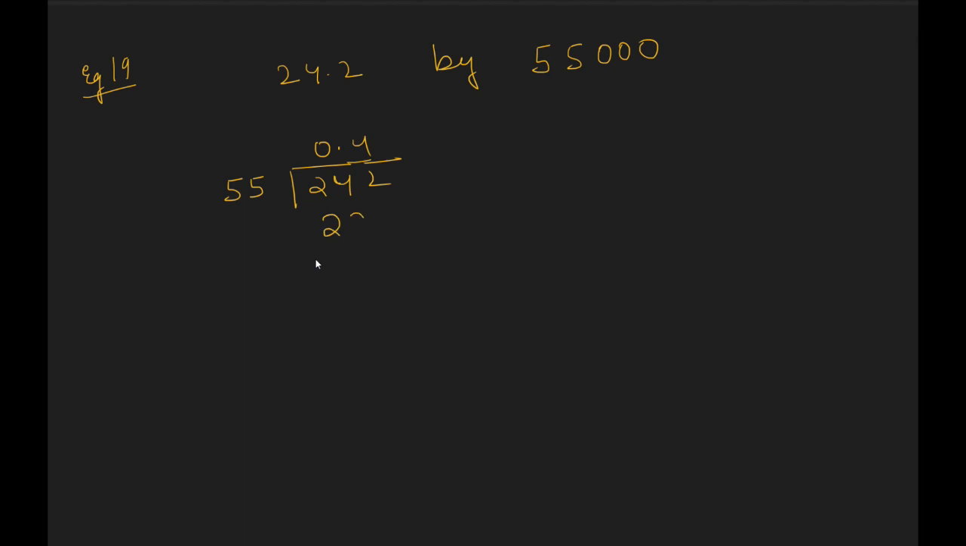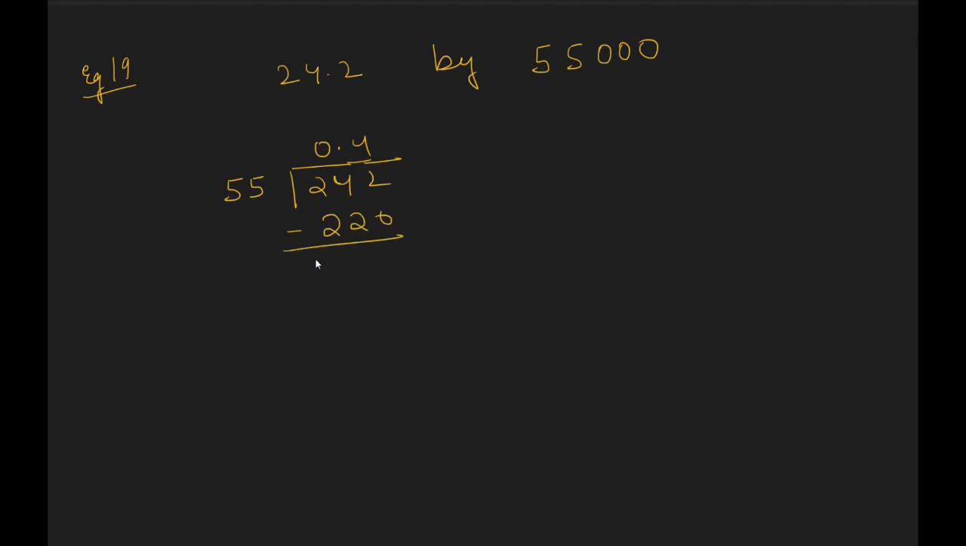So in example 19, you have 24.2 by 55,000. Okay, so you need to divide. So what you can do here, children, is 24.2 divided by 55. So 24 is smaller, so you bring the decimal to the divisor. So this will be 242. This will be treated as 242. Now 55 fours are 220.